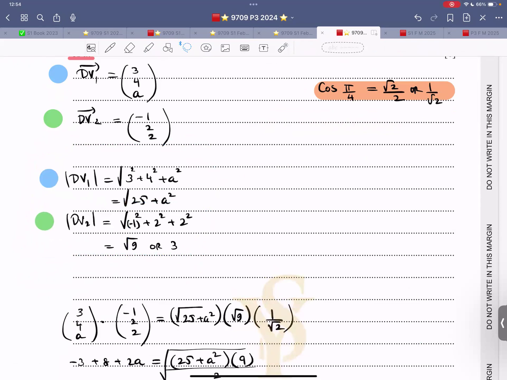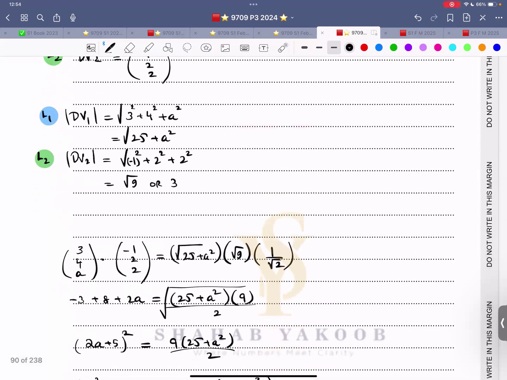So now over here, this is line 1. So this is line 1 direction vector. This is line 1 magnitude. This is line 2 direction vector. This is line 2 magnitude. Of course, you can write the blue with the blue and the green with the green. Now over here, I'm writing root 9 deliberately as root 9. I'm not taking the square root.